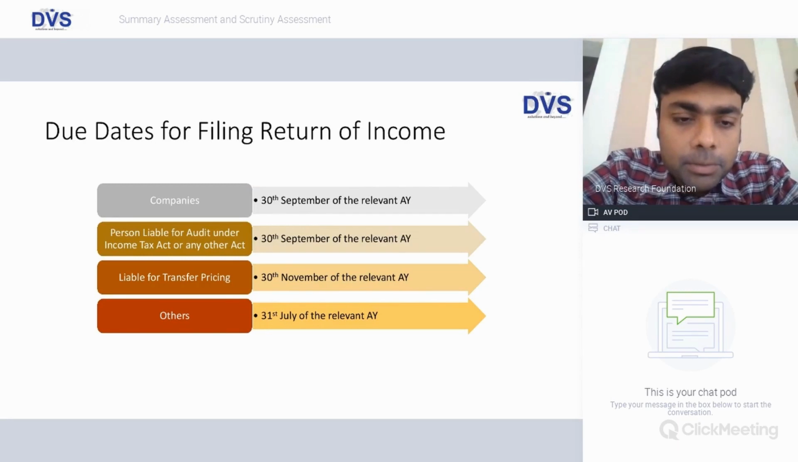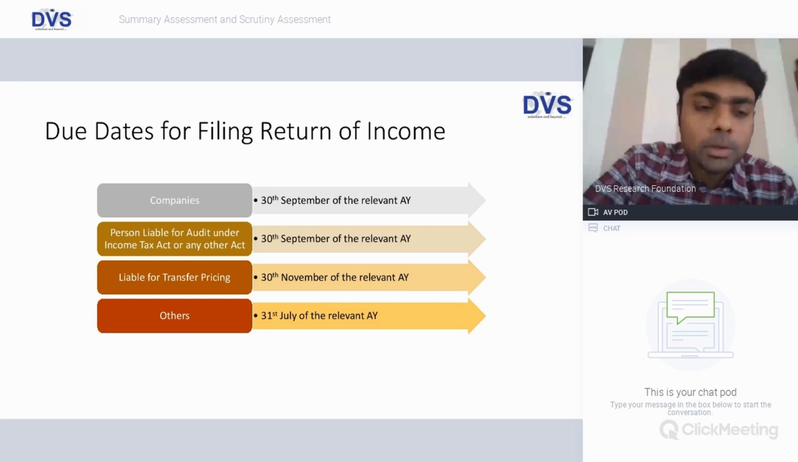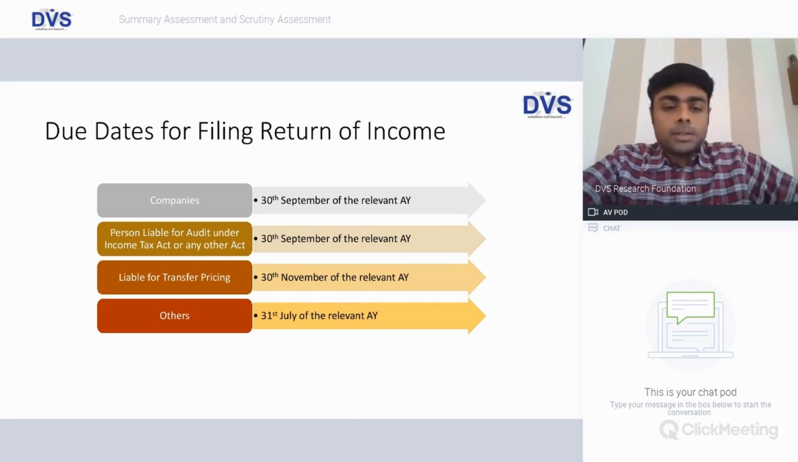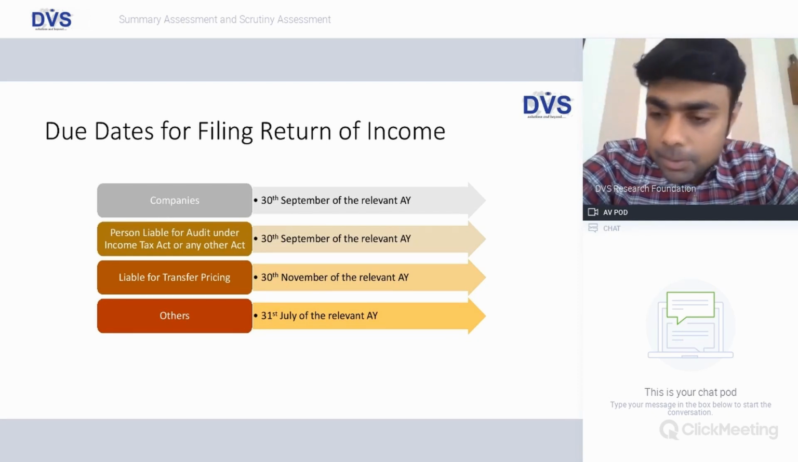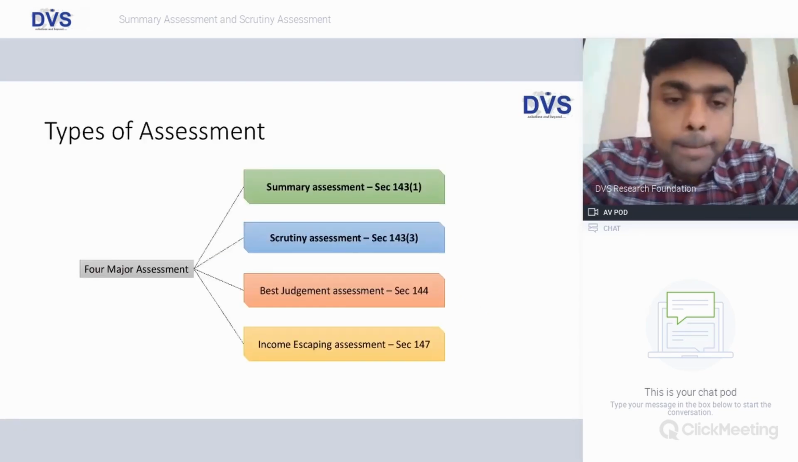Due dates for filing return of income for assessees, for corporate assessees which are eligible to do audit under income tax or under any other law, which typically, all your company assessees, tax audit cases, the due date is 30th of September. And those assessees who are liable for transfer pricing, the time limit is 30th of November. And for every other assessee, it is 31st of July.